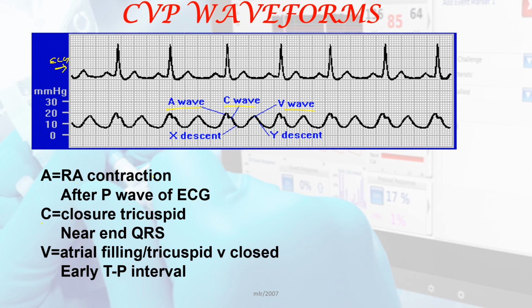Then the C wave, this is closure of the tricuspid valve. Comparing with the electrocardiogram, it represents the near end of the QRS complex. And the V wave represents atrial filling while the tricuspid valve is closed. At the early T and P interval, we can visualize the V wave. This is the comparison of the ECG with the central venous pressure waveform.